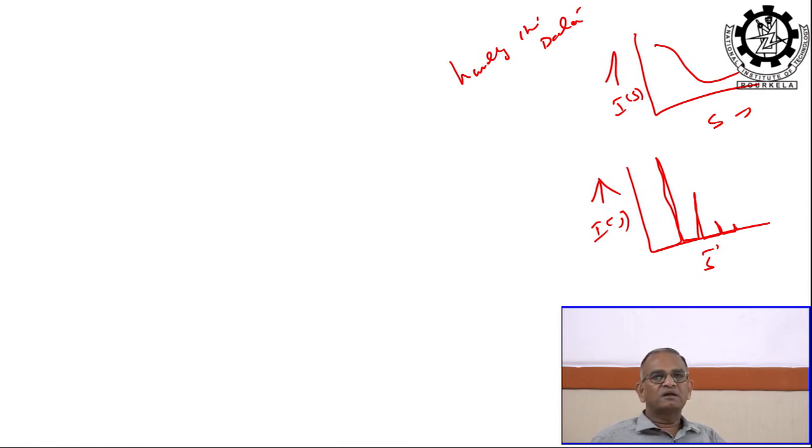May it be XRD, may it be small angle, you are collecting the data, but the behavior and nature of the data are different. One is small angle, the other is wide angle, right. This is your XRD and this is your small angle X-ray scattering. And you know the difference, why it happens and how it happens, right.